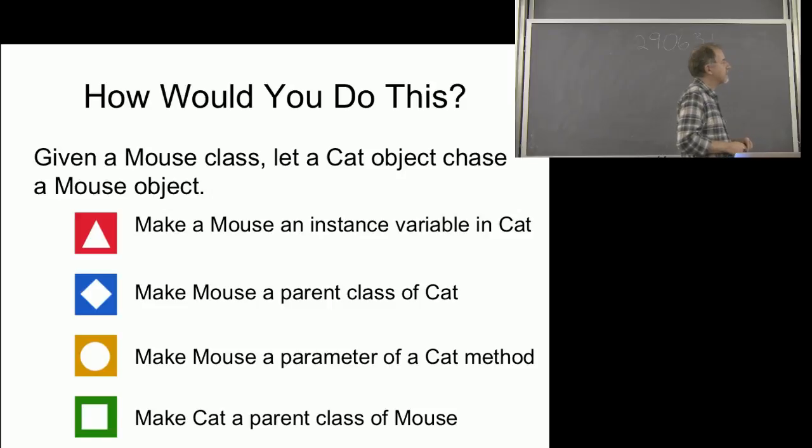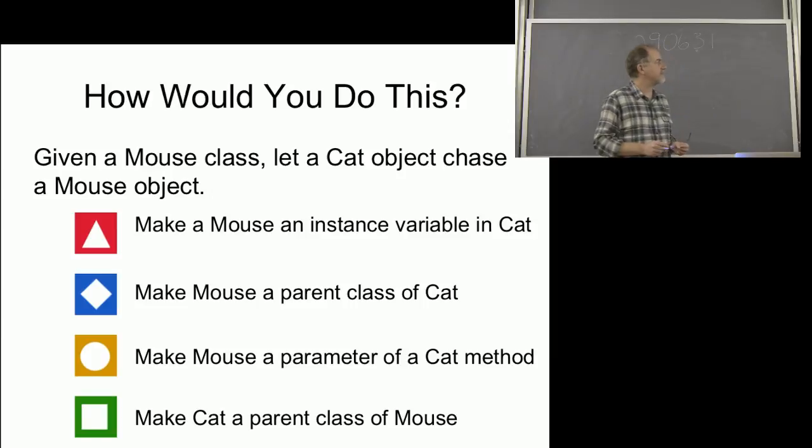Make mouse a parent class of cat. If it's that relationship, again, what's the little phrase we use to describe that relationship? You would say a cat is what of a mouse? So the instance variable, what we call composition, is has a, and the inheritance is is a. So you're saying a cat is a type of mouse. And that's not true, right? A cat is not a type of mouse.